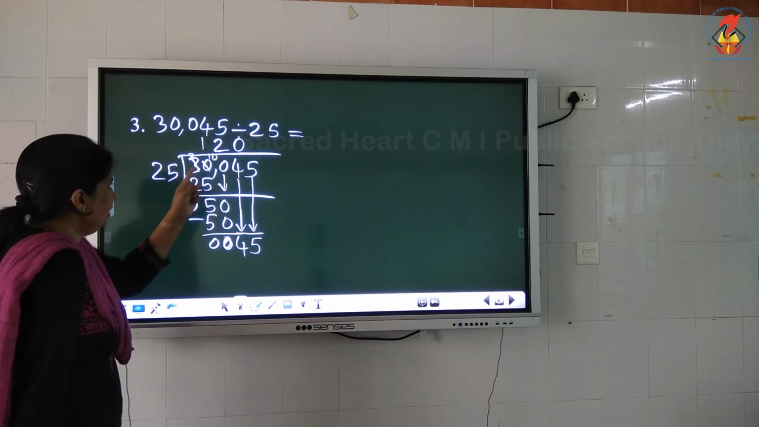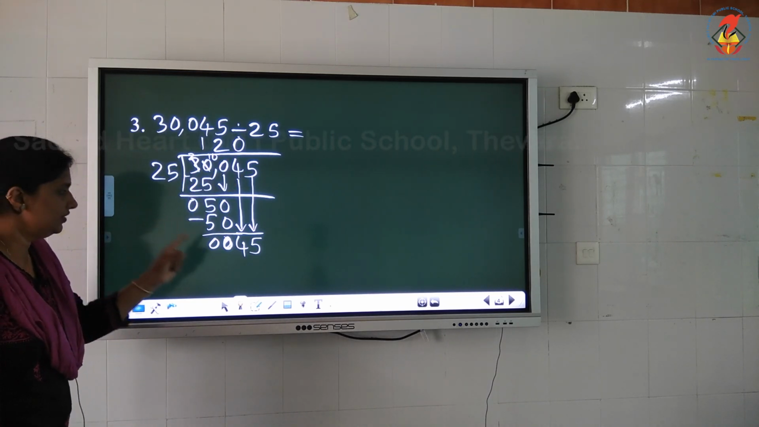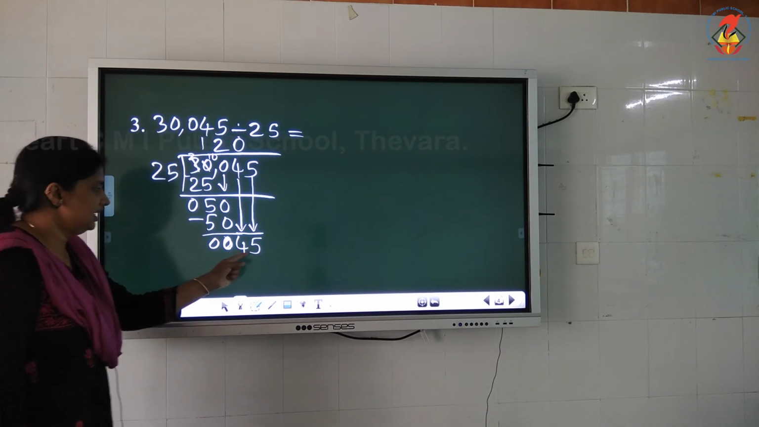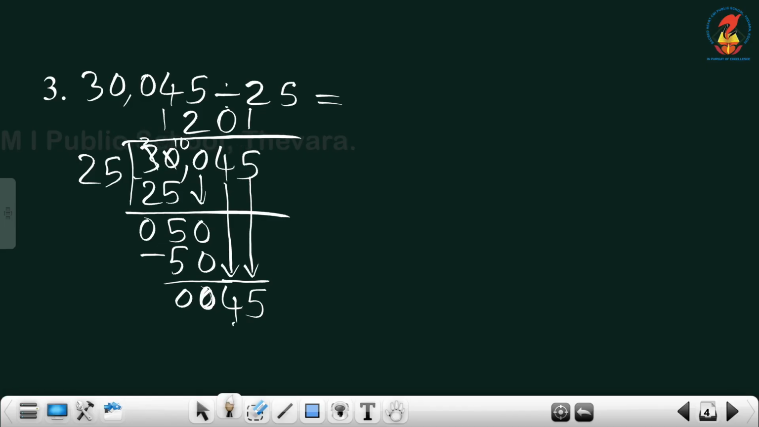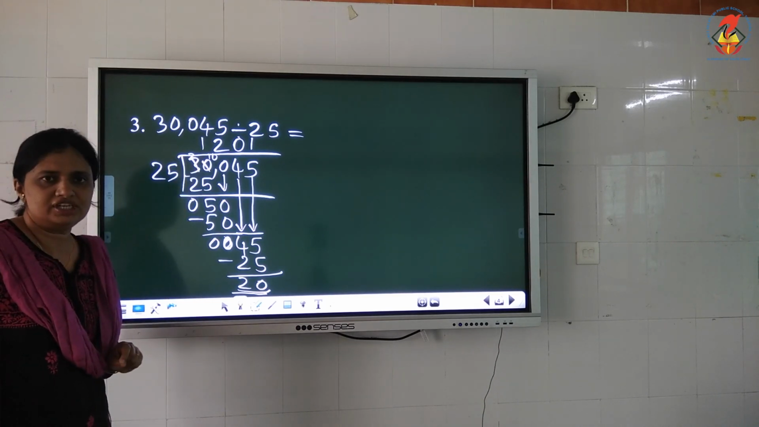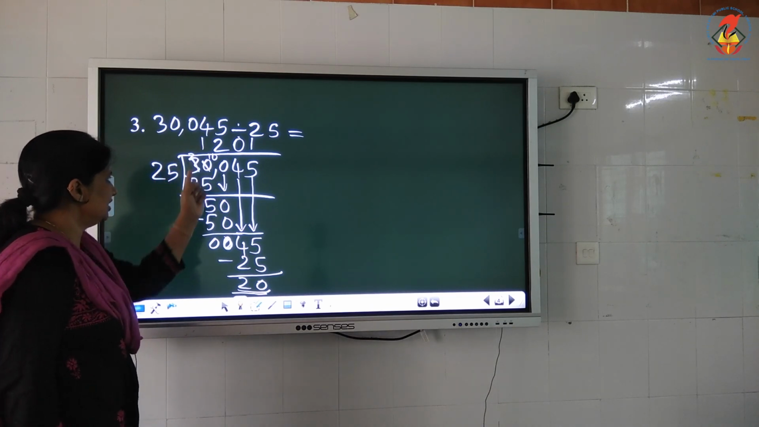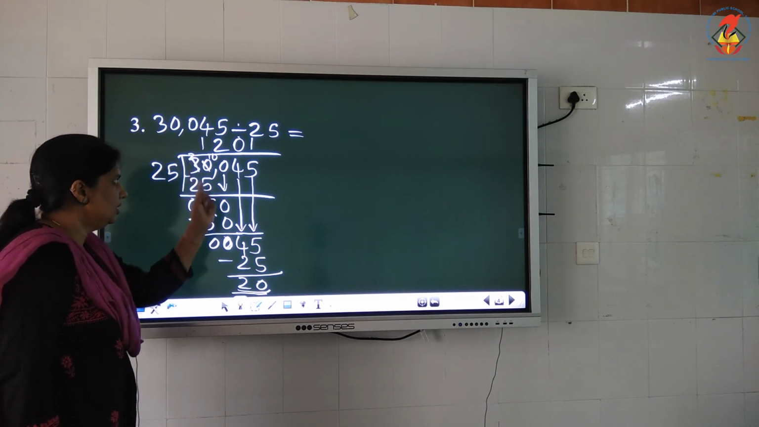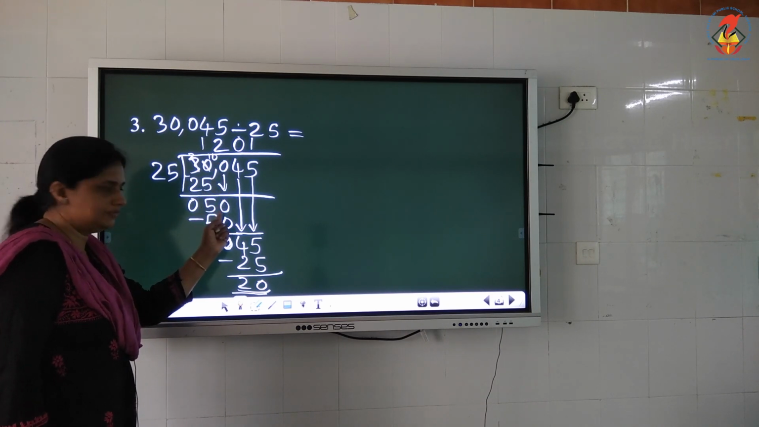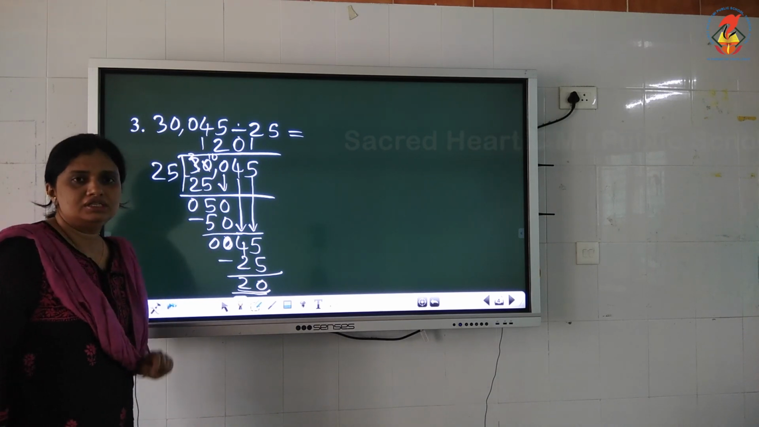And 25 into which number is 25 ones are 25, 25 twos are 50. That is greater than this. So I need to take 25 ones are 25. Subtract, you will get 0, 2. Remainder is 20. Is it clear? Quotient with a 0. Okay. First digit 5, 25 ones are 25. Remainder is 5. Next digit down, that is 50. 25 twos are 50. And the remainder is 0.